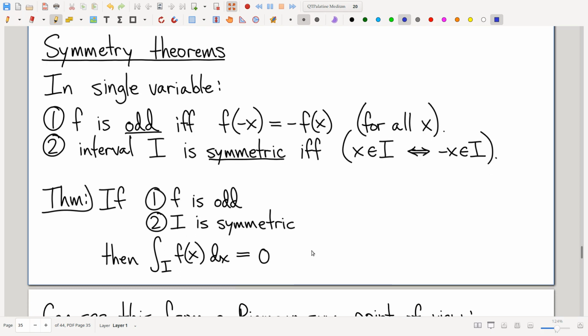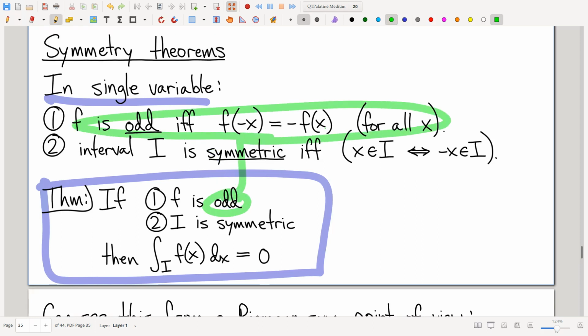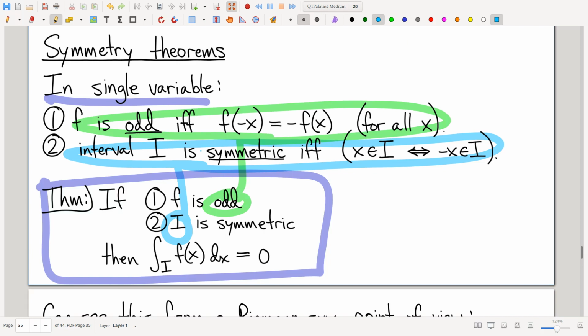So I'm going to remind y'all of this theorem from single variable calculus. If you have an odd function, and if you're integrating on a symmetric domain, then the integral is 0. How about that? Sweet theorem. I hope you all have seen this. It's a pretty standard single variable calculus theorem.